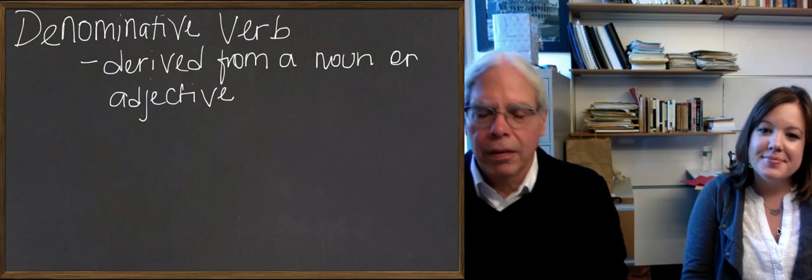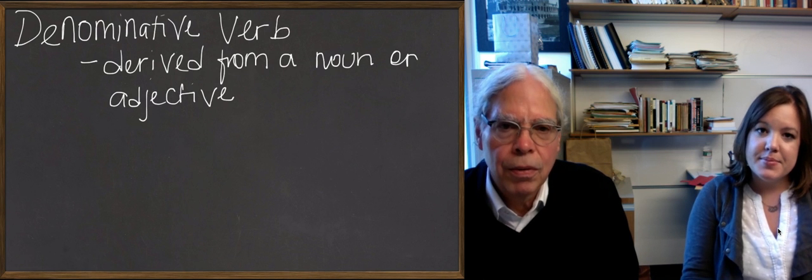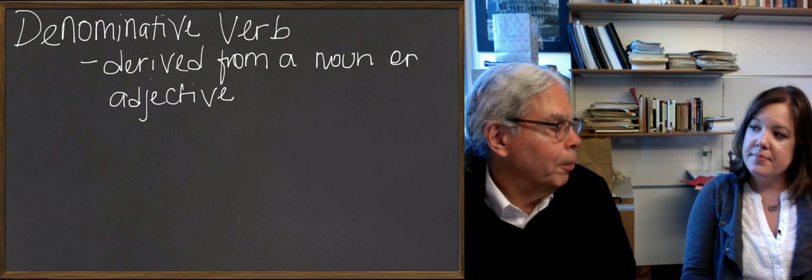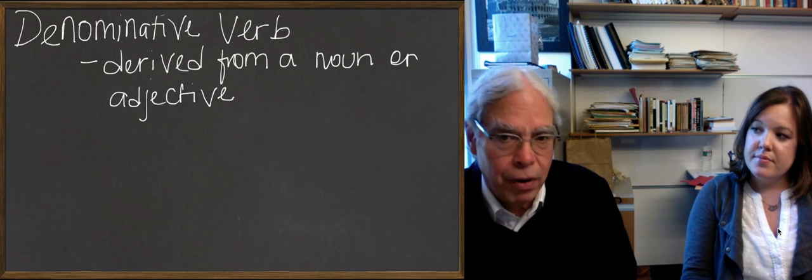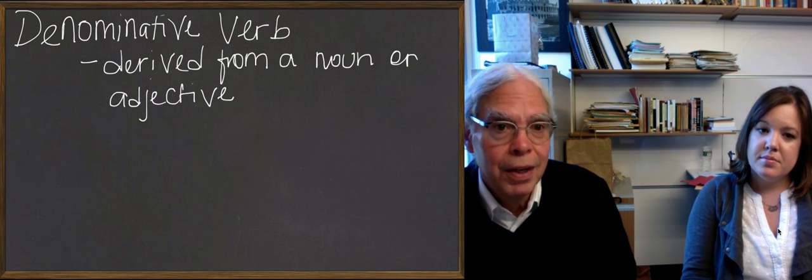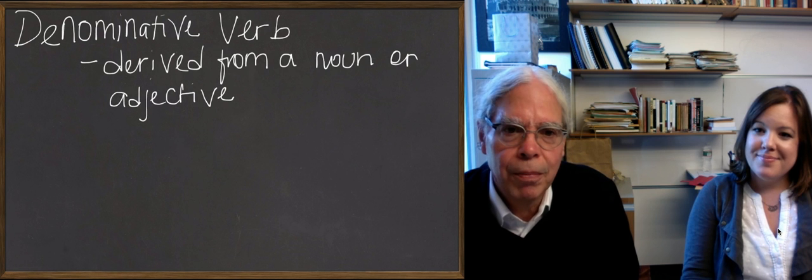We're talking about Unit 9, which introduces you to what the book calls contract verbs. But contract verbs are just a class of verbs that are derived from nouns or adjectives, what linguists call denominative verbs. A denominative verb is a verb derived from a noun or an adjective, as it says on Belisi's chalkboard.